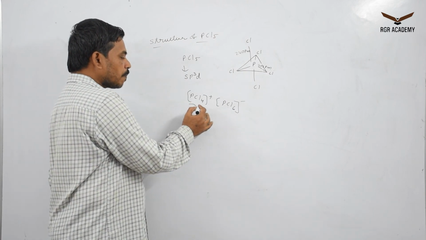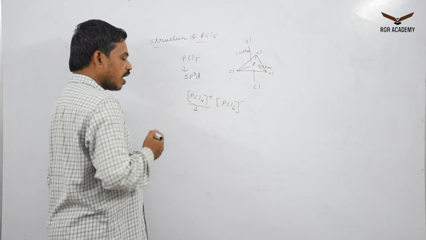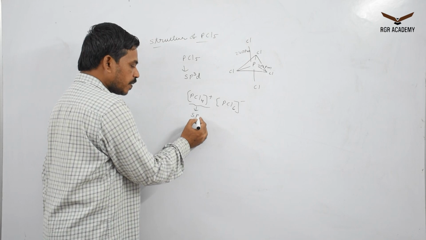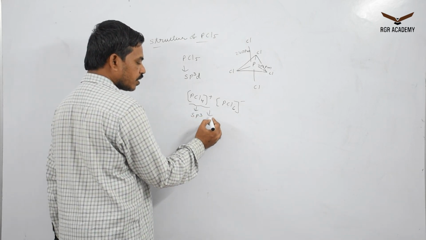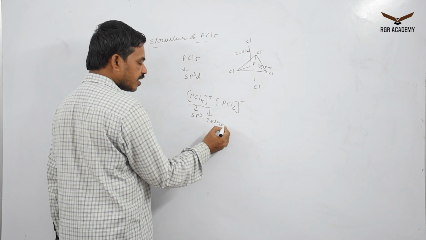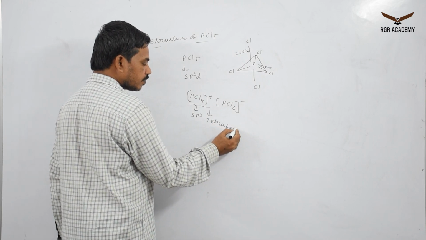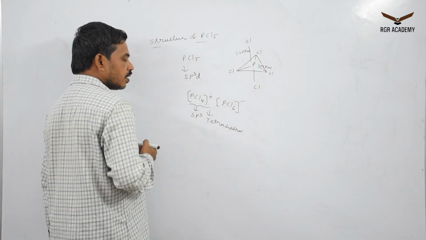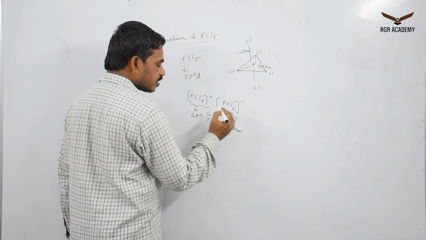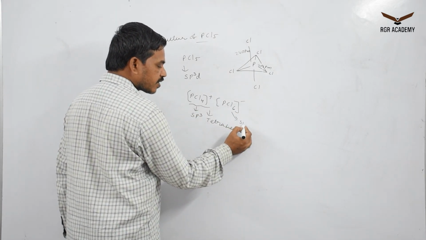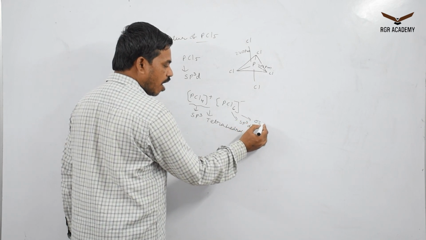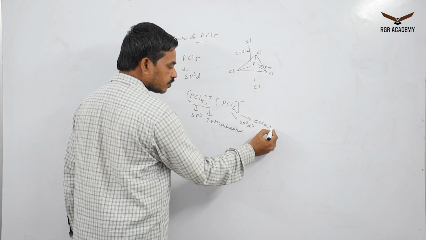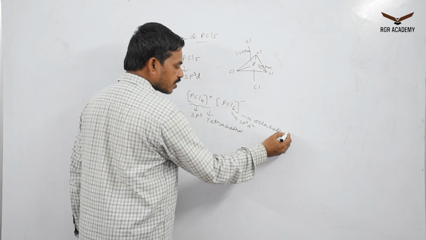In PCl4 plus, the phosphorus atom undergoes which hybridization? sp3 hybridization. Shape is tetrahedral. In PCl6 minus, it undergoes which hybridization? sp3d2 hybridization. Its shape is octahedral structure.